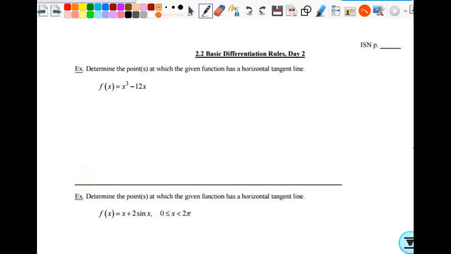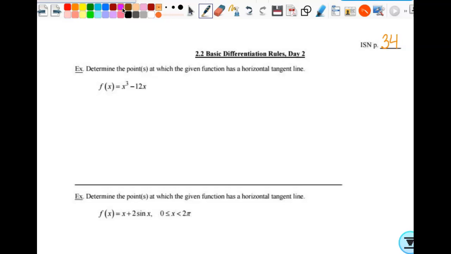Okay, basic differentiation rules, day 2. We learned the basic rules 2 days ago. Then we looked at differentiation and continuity yesterday. Do we know what page we're on? 34. Okay.